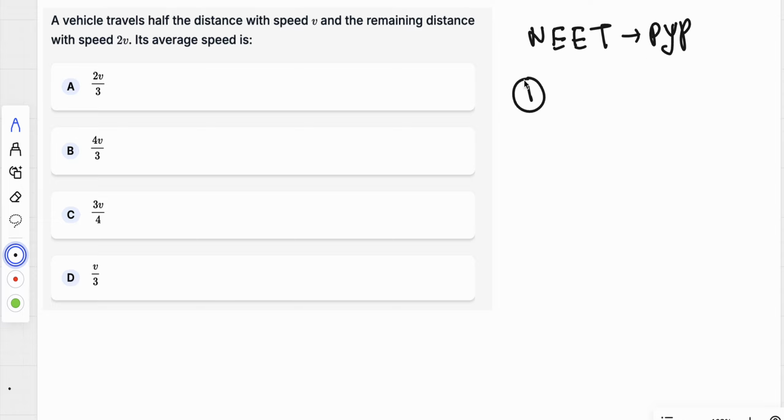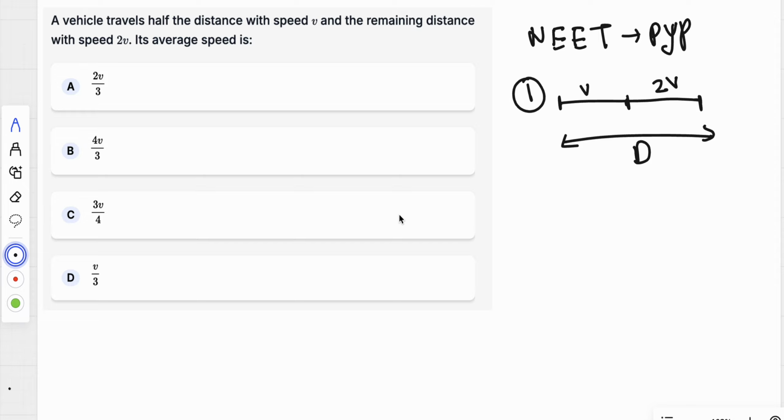So step 1, we read the question. It says a vehicle travels half the distance. So I draw a diagram also side by side. Half the distance with velocity v and the remaining distance with velocity 2v. So I consider this entire distance as d. So what is the question saying? Half the distance with velocity v, half the distance with velocity 2v. What is the average speed of the vehicle?